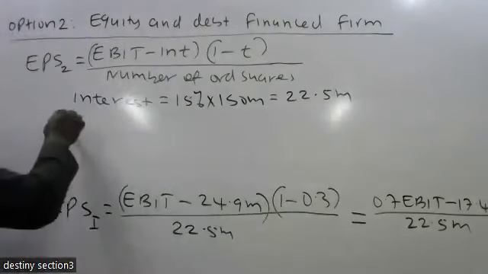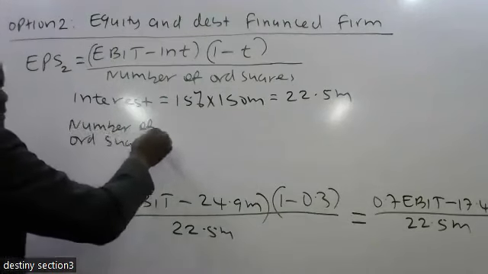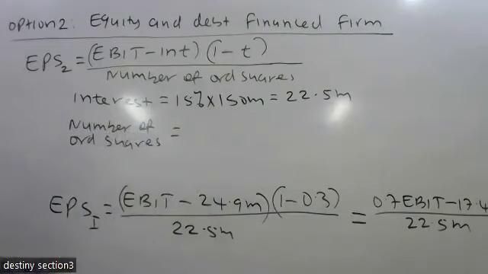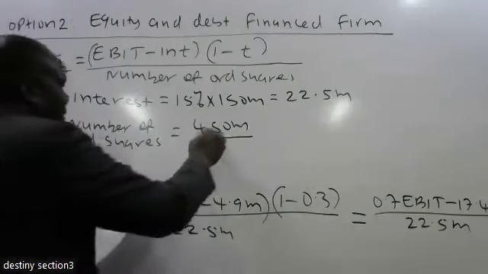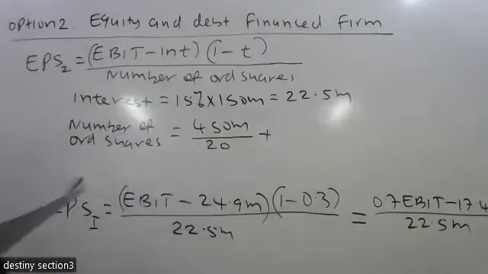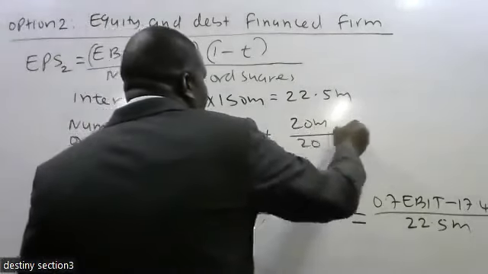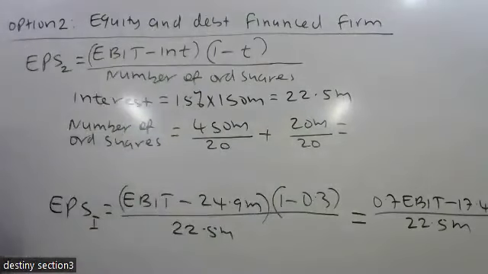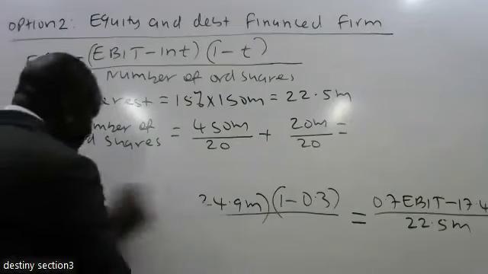Then the number of the ordinary shares. We simply take what is currently there. It was how much? 450 million divided by 20. Then we add. So you see they are raising now how much from the ordinary shares? 20 million. But the par value per share is how much? It is also 20. So now you add them together. You get the total number of the ordinary shares under option 2.